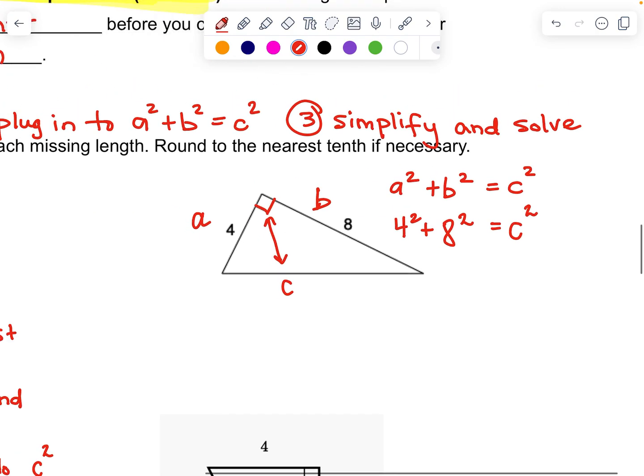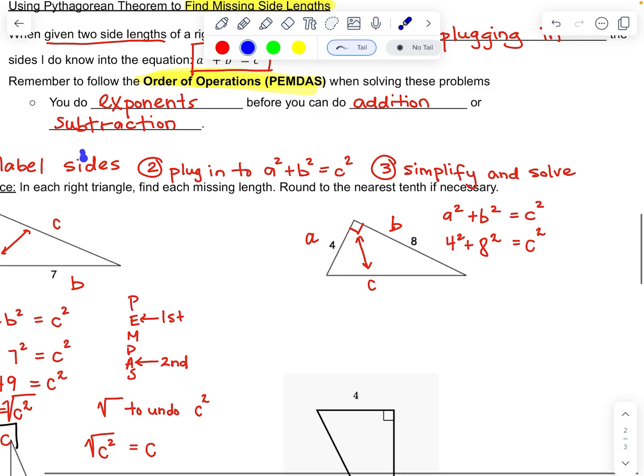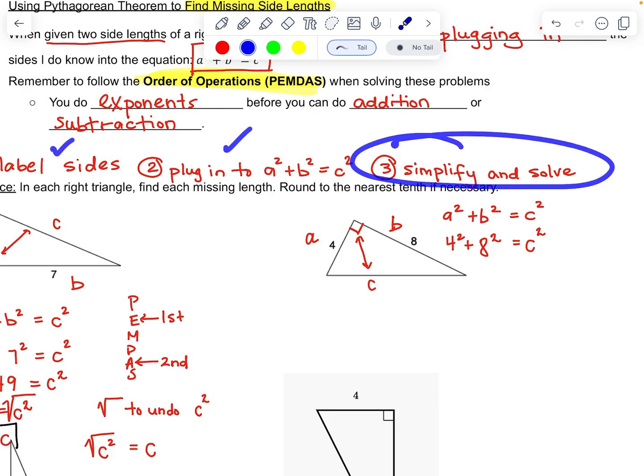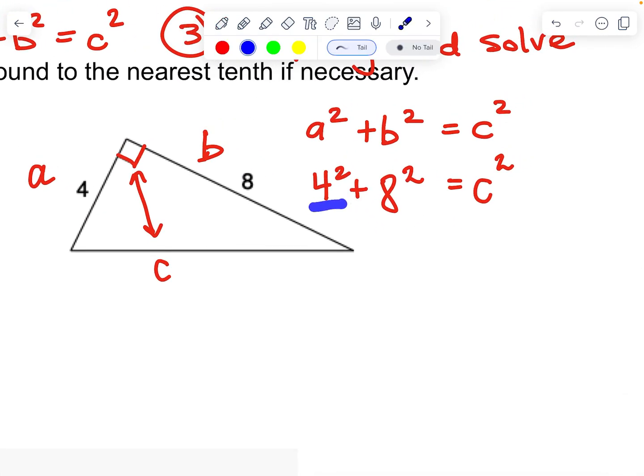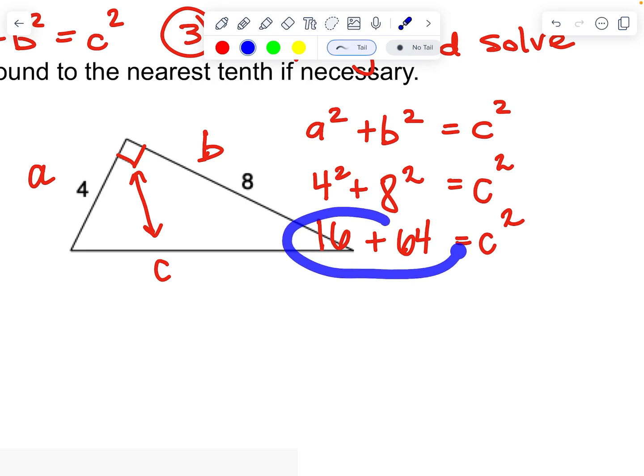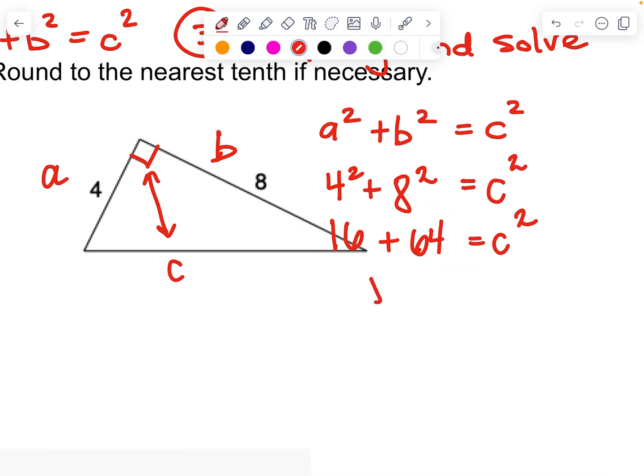Okay. All right. So let's see. So far, we've just done step 1 and step 2. Now we're on step 3. We've got to simplify and solve. So again, let's deal with our exponents first. Okay, 4 squared is 16. Again, if you don't know that, calculator. 8 squared is 64. Okay, exponents done. Now I can add these together. 16 plus 64 is 80.